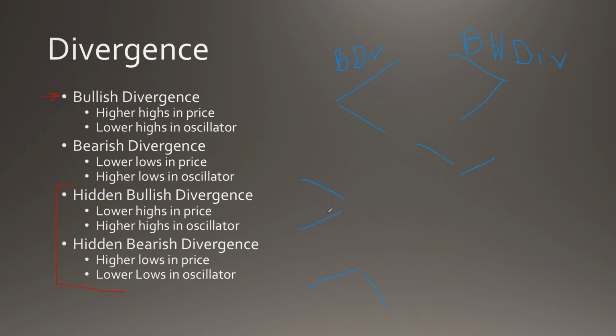All right, if you have bearish divergence, this is your bearish divergence. You have a low here, you have a low here. You have a low here, you have a low here. So this is your bearish divergence, but your bearish hidden divergence would be higher lows with lower lows in the stochastics.